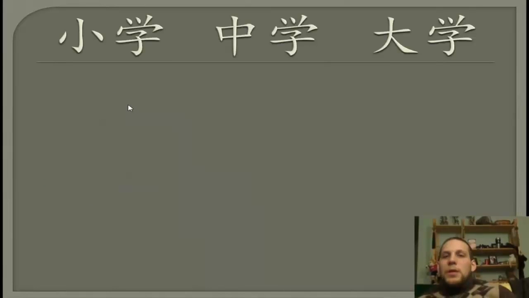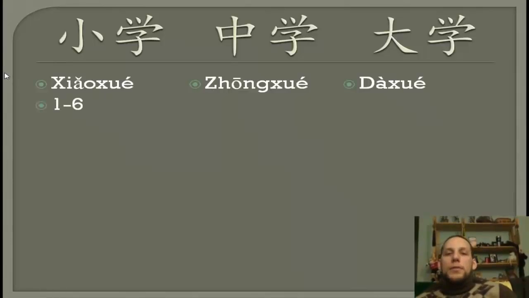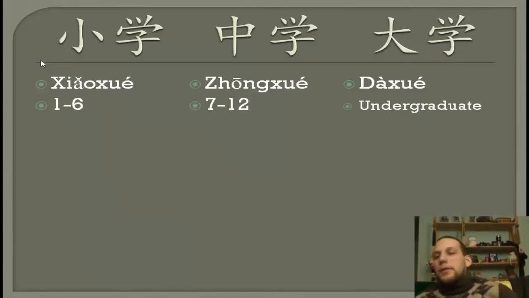So, school in China is broken into three parts. We have 小学, which is elementary school, 中学, which is our secondary school, and finally, 大学, which is university. So in China, 小学 is grades 1 through 6. 中学 is grades 7 through 12. And 大学 is your undergraduate years of freshman, sophomore, junior, senior.